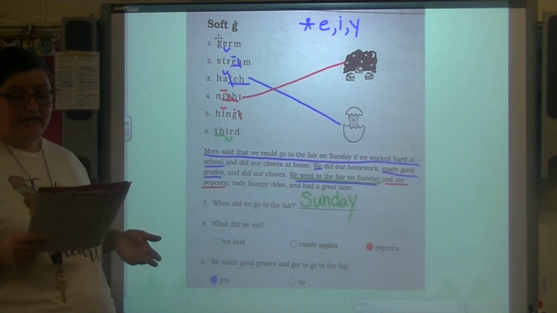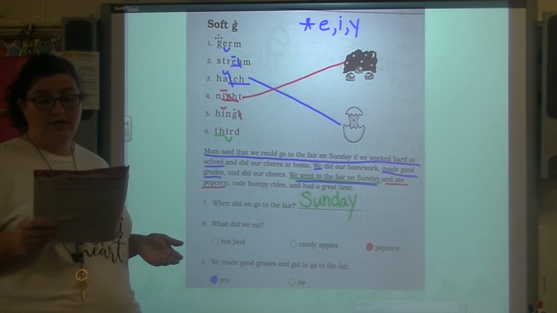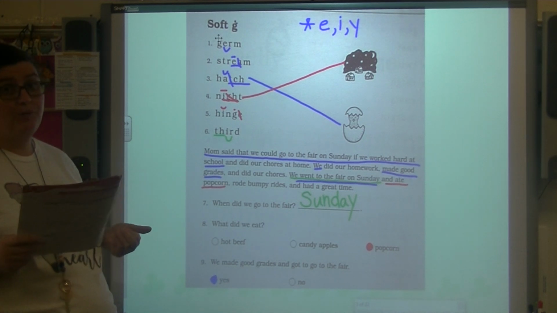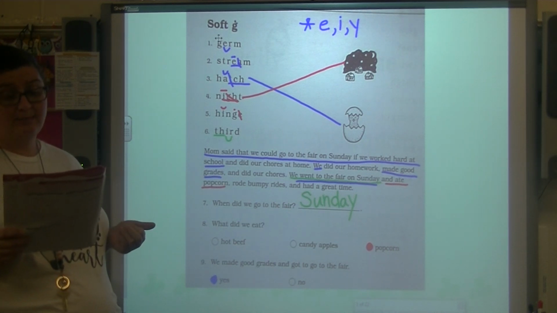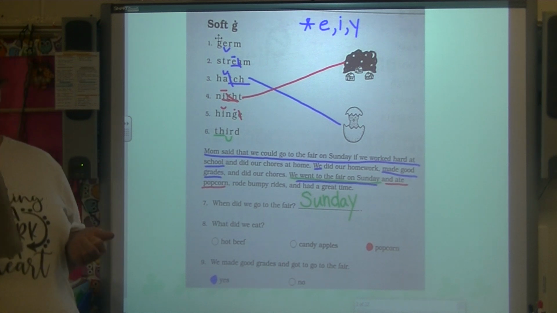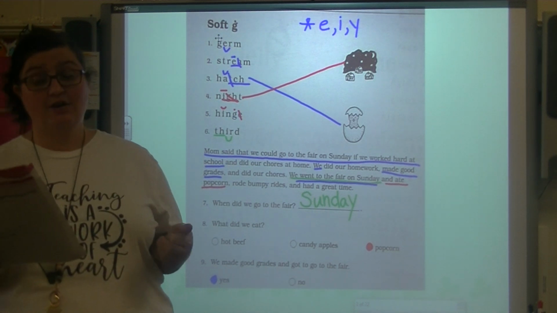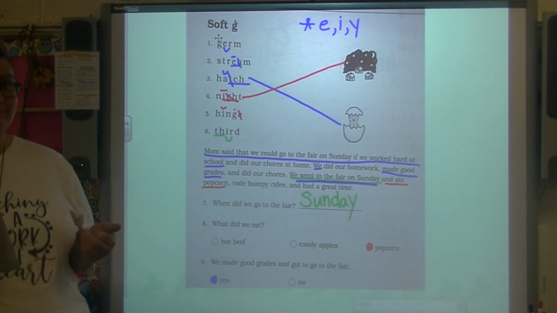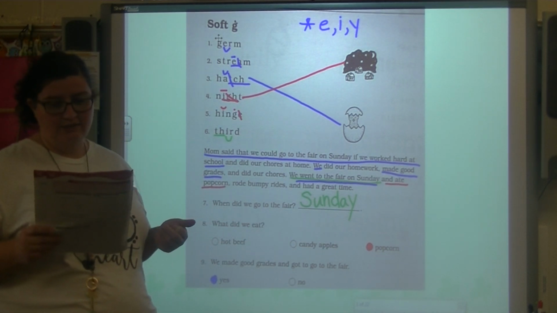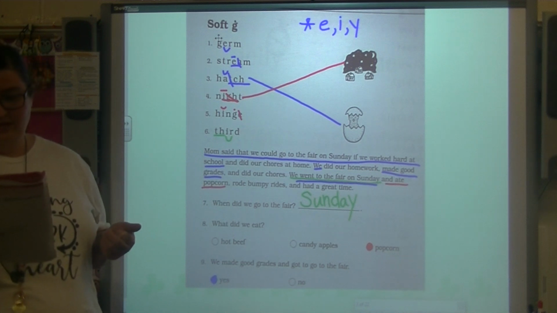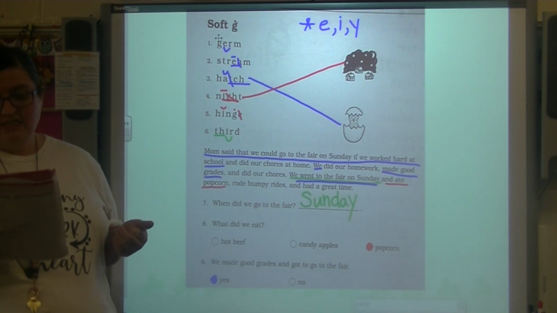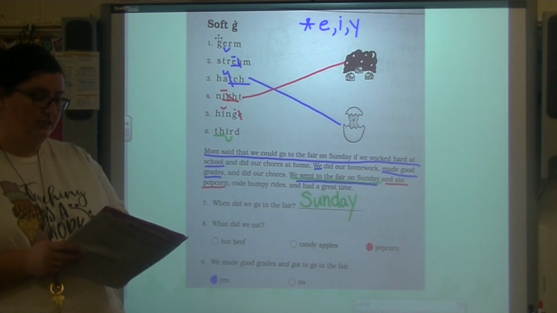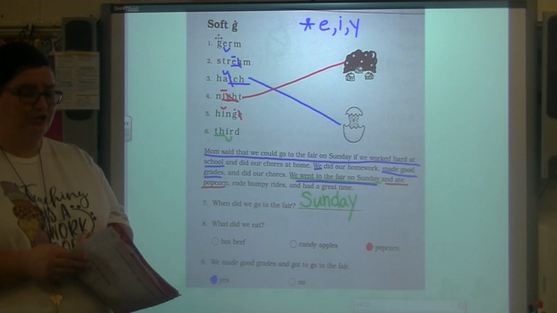All right, on the back, you can turn it over. You're going to code the words, read them to someone at home. Look at the compass carefully. It is pointing to a certain direction. That's where you draw your line to. Okay. Then you're going to read the passage and answer the 3 questions about the passage.